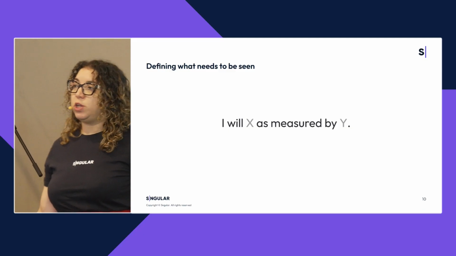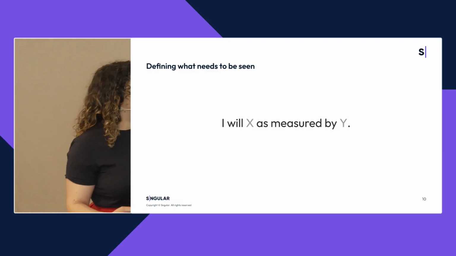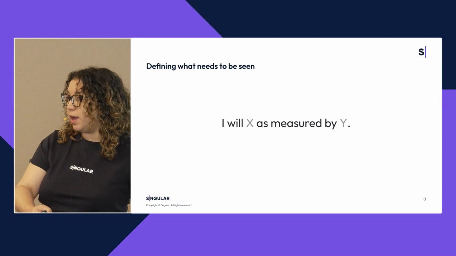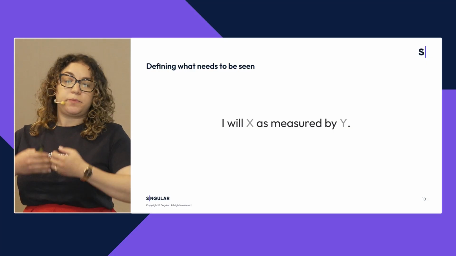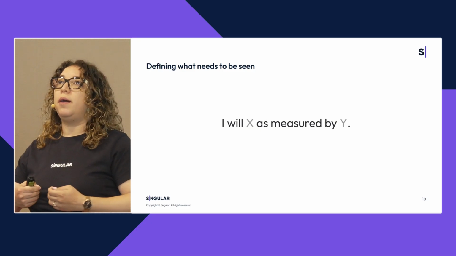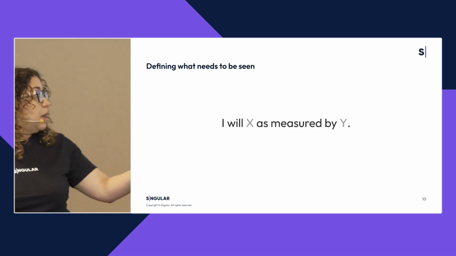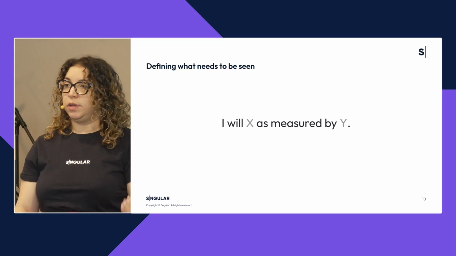So usually when you define an objective or an OKR, you tend to follow a very simple formula. I will blah, blah, as measured by blah, blah. Okay? So you would say, for example, I will increase my allocated budget, as measured by... It's kind of like a little formula.